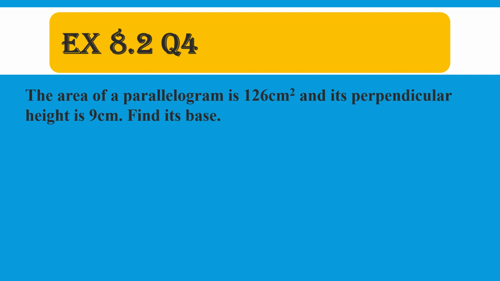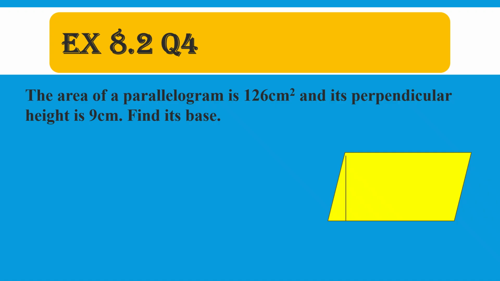Exercise 8.2, question number 4. The area of a parallelogram is 126 centimeter square and its perpendicular height is 9 centimeter. Find its base. Now look at this question very carefully. We have a parallelogram, and we have been given its height, that is 9 centimeter, and the area is 126 centimeter square. But the base is not known to us. It means we have to find out this base.